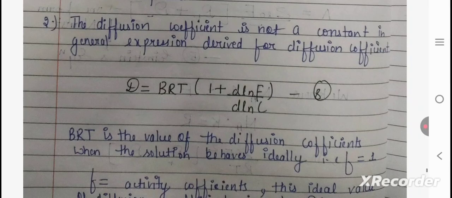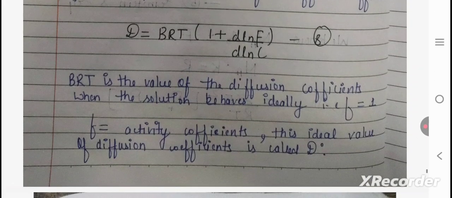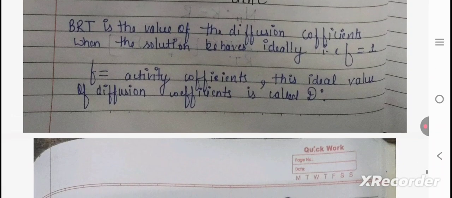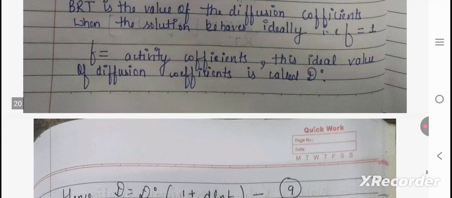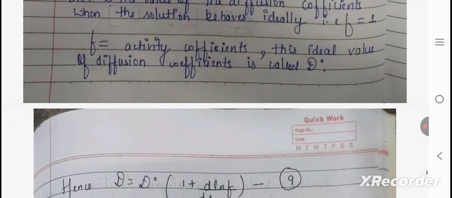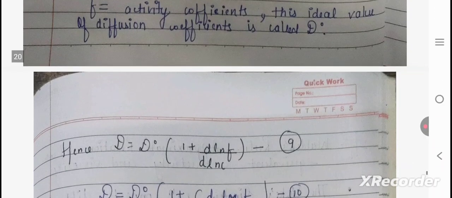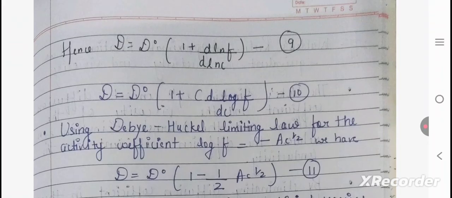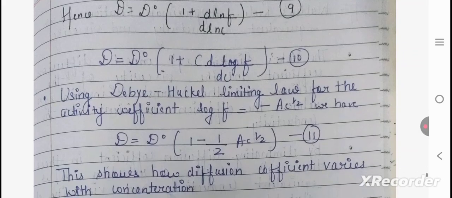Secondly, the diffusion coefficient is not a constant. In general, the expression derived for the diffusion coefficient is D is equal to BRT into (1 plus d ln f by d ln c), which is equation 8. BRT is the value of the diffusion coefficient when the solution behaves ideally, that is f is equal to 1. f is the activity coefficient. This ideal value of the diffusion coefficient is called capital D naught. Hence, capital D is equal to D naught into (1 plus d ln f by d ln c), which is equation 9.